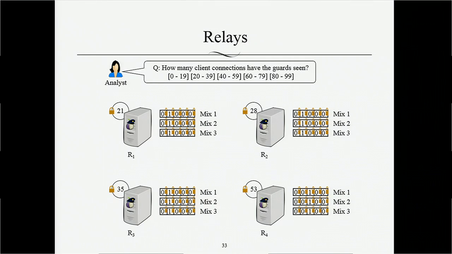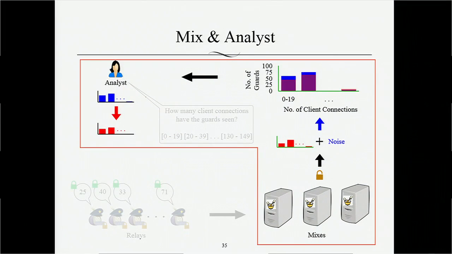Here we see that all 3 relays, relay 1, 2, 3, set their second bin to 1, and the last one sets its third bin to 1. And then they obfuscate it and send it over to the mix. So far we have seen how analysts pose the query, and how relays maintain oblivious counters, increment them, obfuscate them, and send them over to the mixers. Now let's see how the mix will add differentially private noise to them and forward it to the analyst.